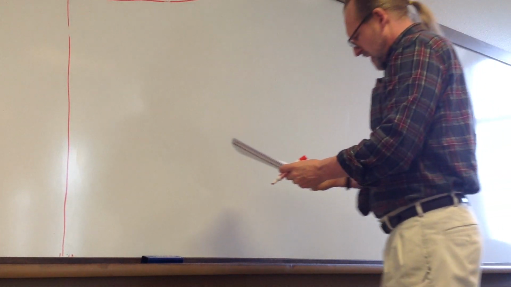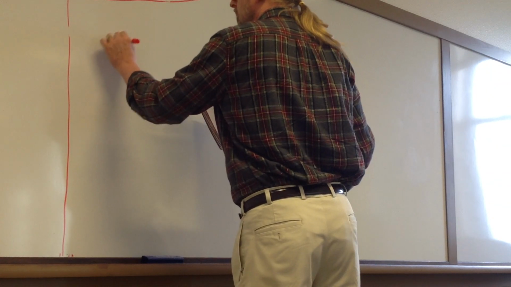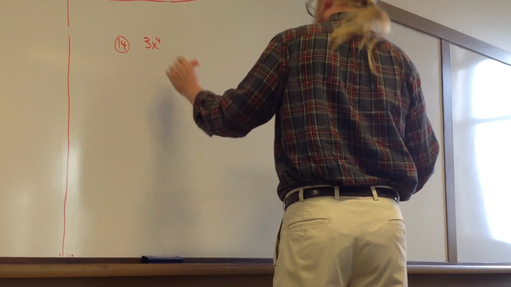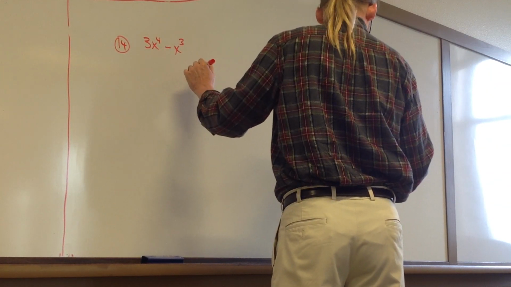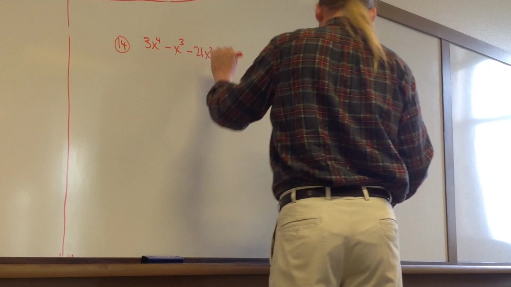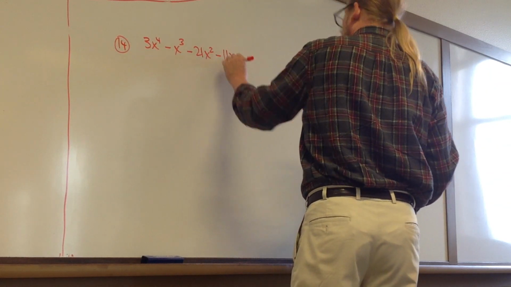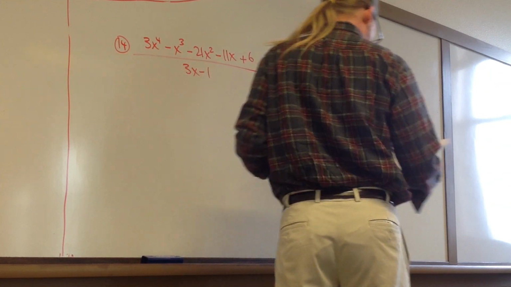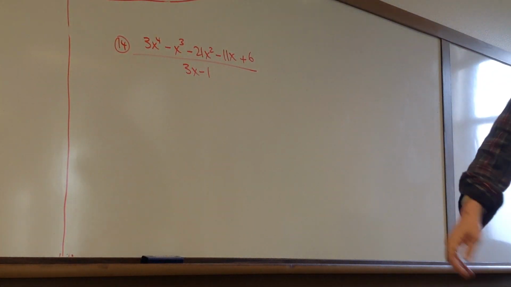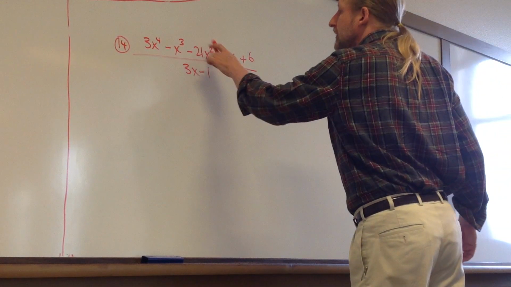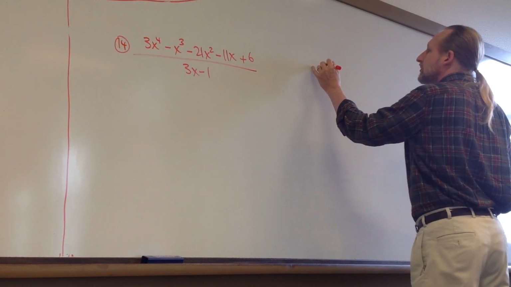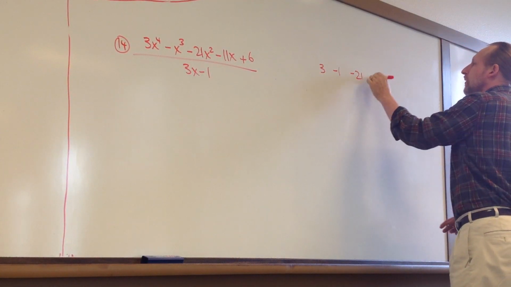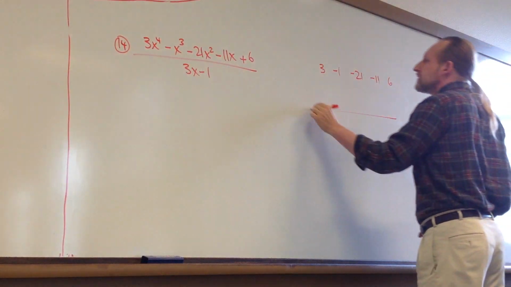Okay, problem 14. Let's see here. 3x to the fourth minus x to the third minus 21x squared minus 11x plus 6. And we're dividing by 3x minus 1. Okay, so 4, 3, 2, 1, 0. We've got all the powers of x. So our coefficients are 3, negative 1, negative 21, negative 11, and positive 6.